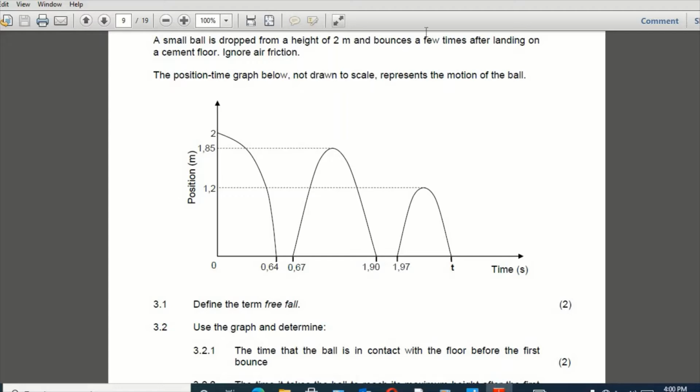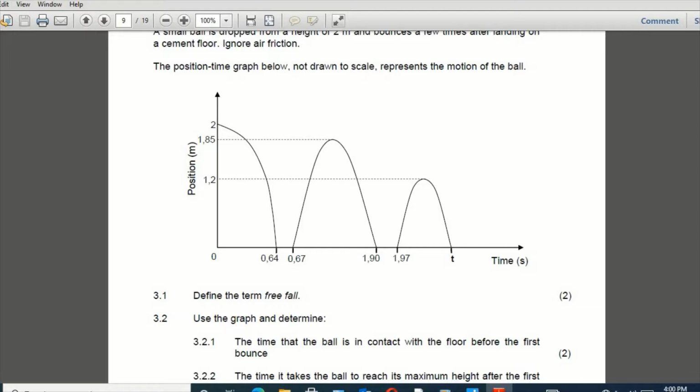And it bounces a few times after landing on a cement floor. We are told to ignore the effects of air friction. Then we are given a time-position graph below. It is not drawn to scale, and it represents the motion of the ball that they are talking about.